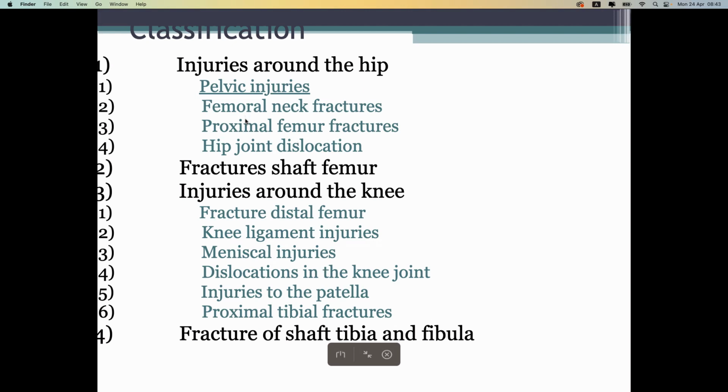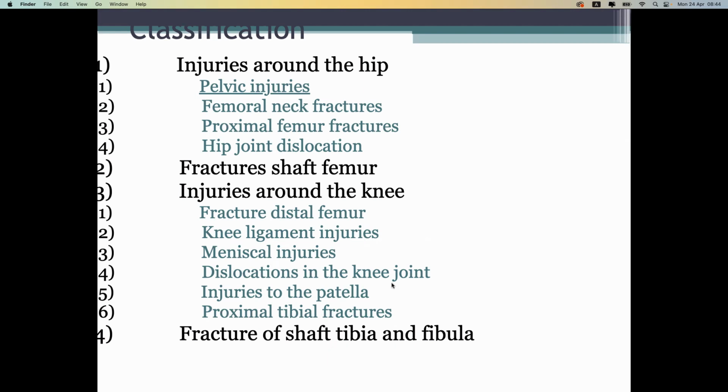femoral neck fractures, which I believe you already finished, proximal femur, hip dislocation. Then next we're going to cover the shaft, the femur fracture, which is one of the easiest topics to discuss, but not to treat. Okay, treatment of the femur is a disaster, but discussing it is easy, just like the humerus shaft, fibula tibia shaft fractures.